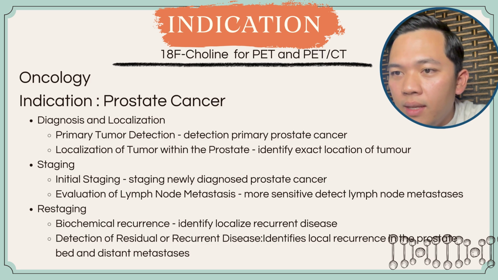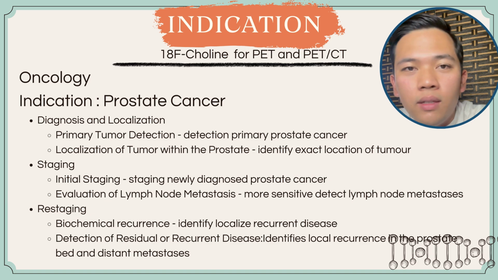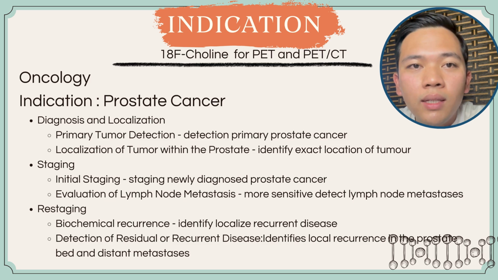Next is the detection of residual or recurrent disease. 18F Choline is effective in detecting residual or recurrent prostate cancer. It can identify local recurrence in the prostate bed and distant metastasis, such as those in the bone or lymph nodes. This comprehensive detection capability aids in timely and targeted interventions.